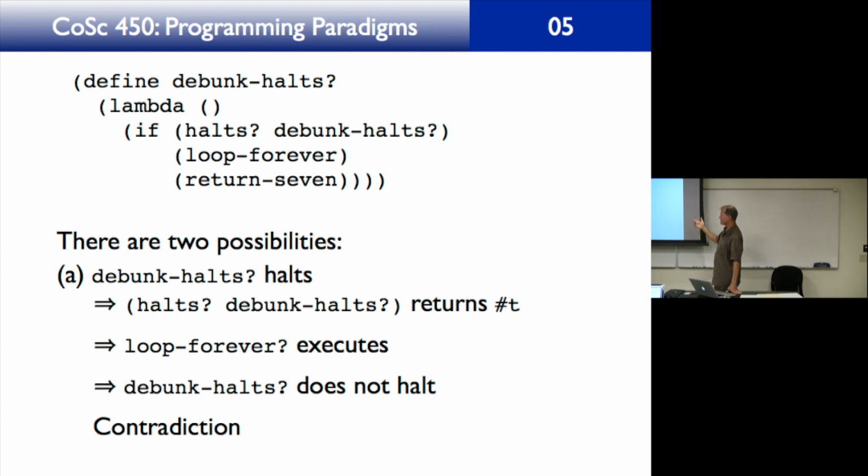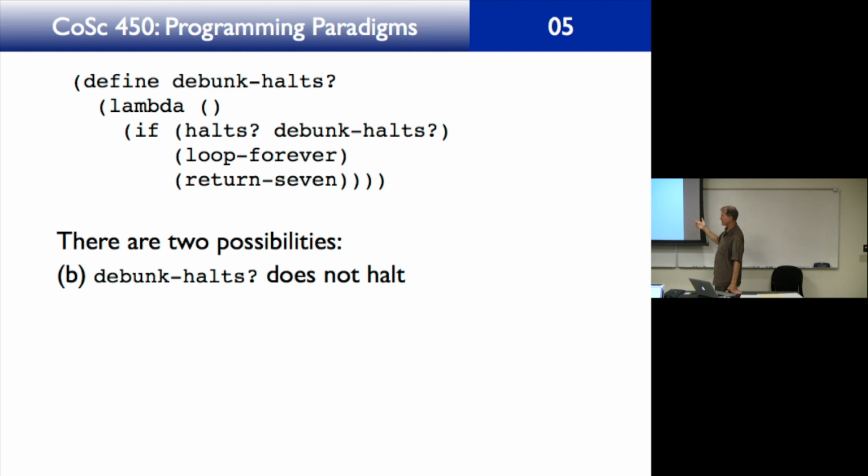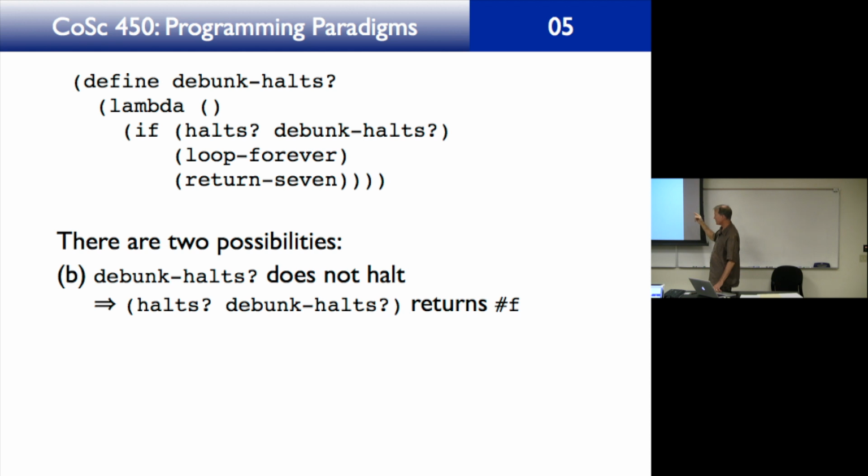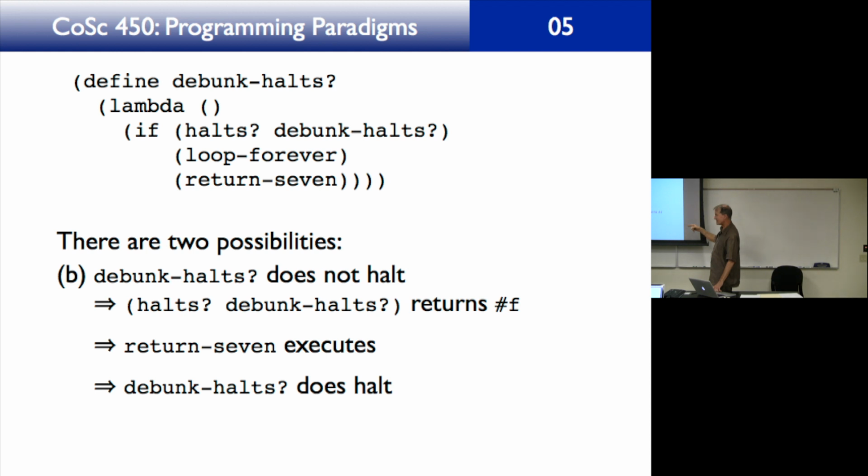Oh, wait, maybe it's debunk halts does not halt. But wait a minute, if debunk halts does not halt, then what? Halts debunk halts does what? Returns false. But then what happens? Returns 7, and then it halts. Halts debunk halts returns false, but then return 7 executes, which means debunk halts does halt. But now that's a contradiction.